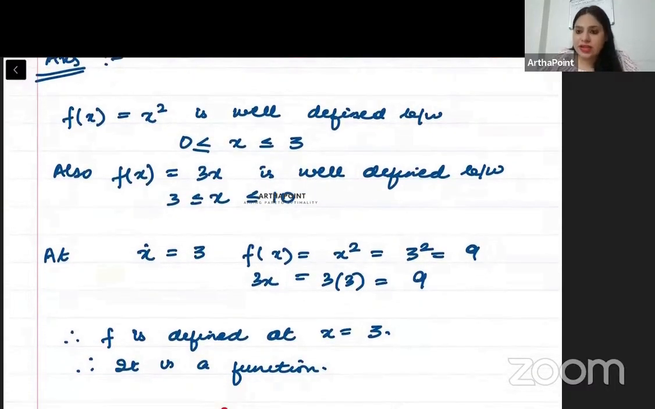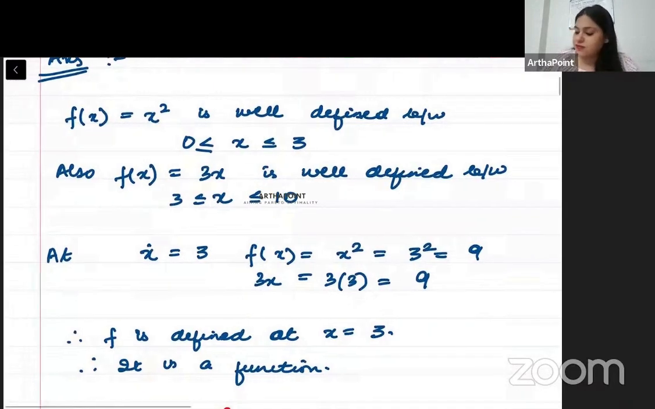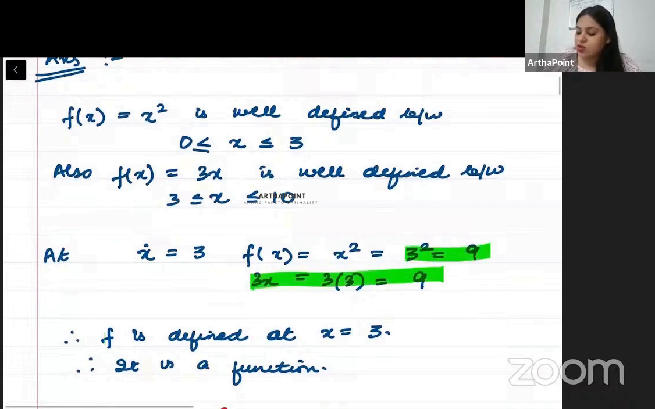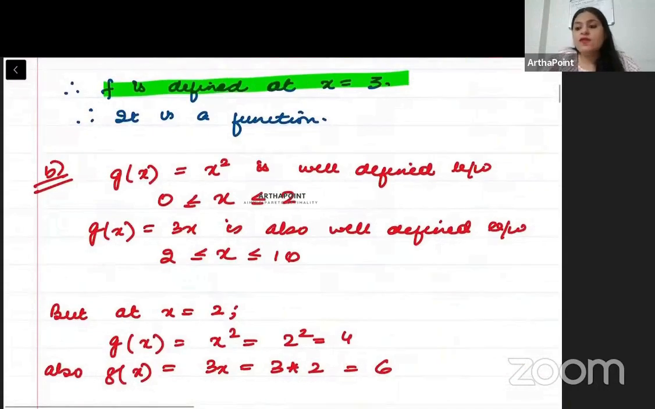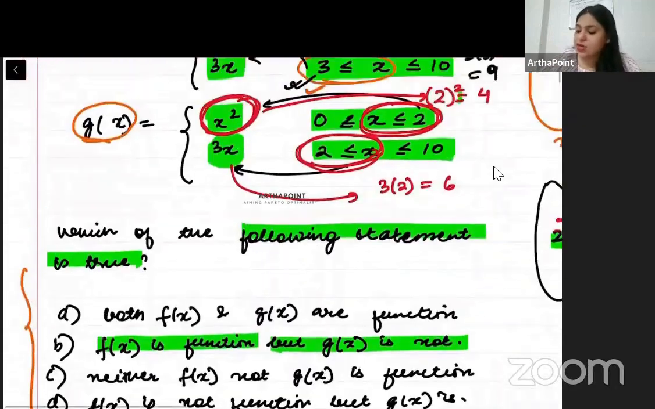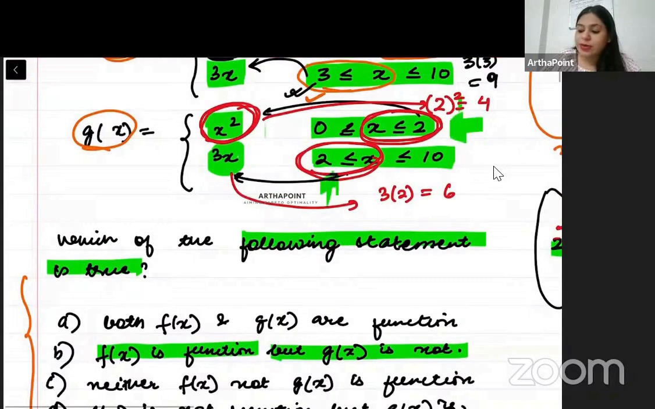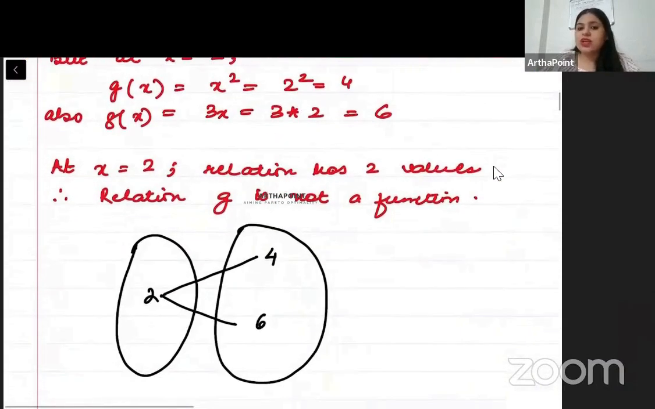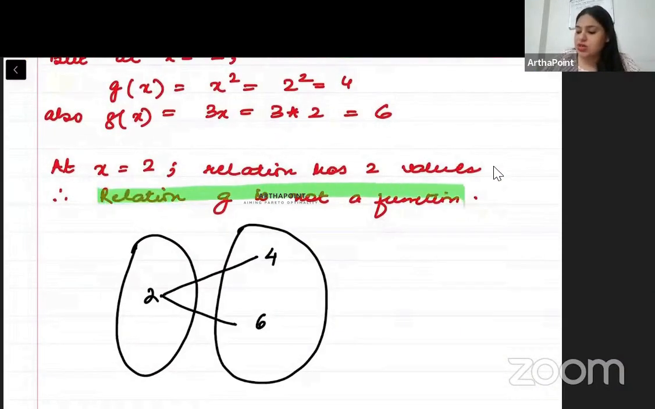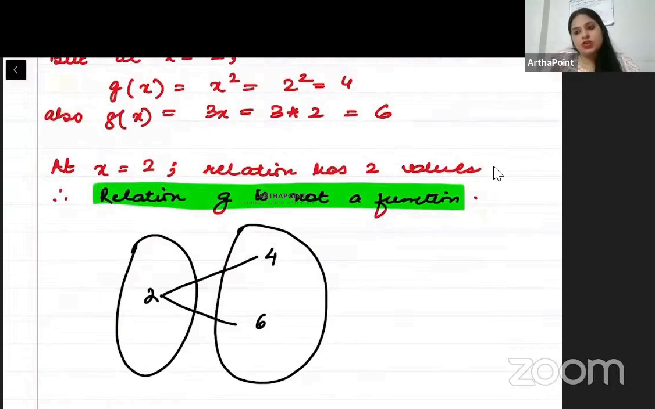I have tried to find the value at x equal to 3 in the first case. It gave me the same value, so it is a function. And in the second case, when I look at g(x), I find that this is not the same. At x equal to 2, which is included in both, when I put it here, I get 4, but when I put it here, I get 6. I do not get the same value of the function. So this relation G is not a function.